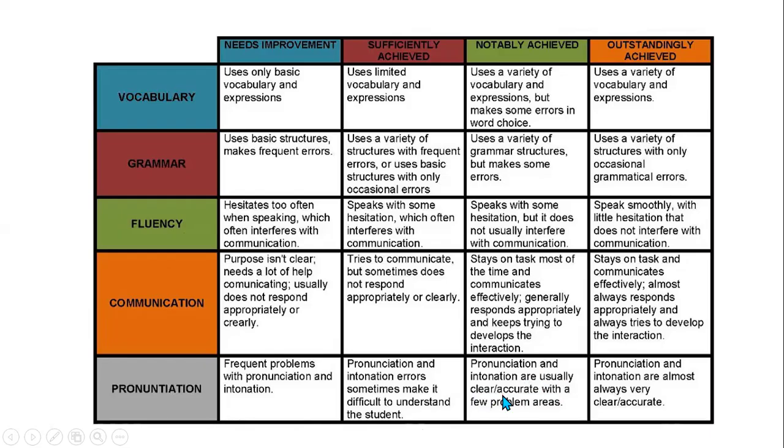Pronunciation and intonation are usually clear, accurate with a few problem areas. Pronunciation and intonation are almost always very clear, accurate. As you can see, every description is related to this criterion. So we are going to use the same expressions, but we are going to add other adjectives. In this case, to note, for example, the progress of the students, if they need to improve, or if the attitude of the profile shown by the student in front of this ability is probably good, probably regular, or probably very good or excellent, right?